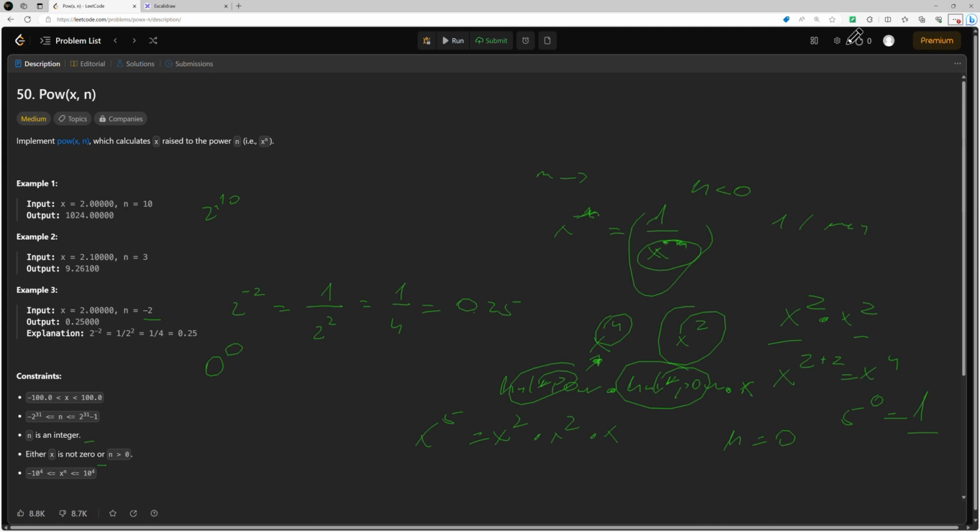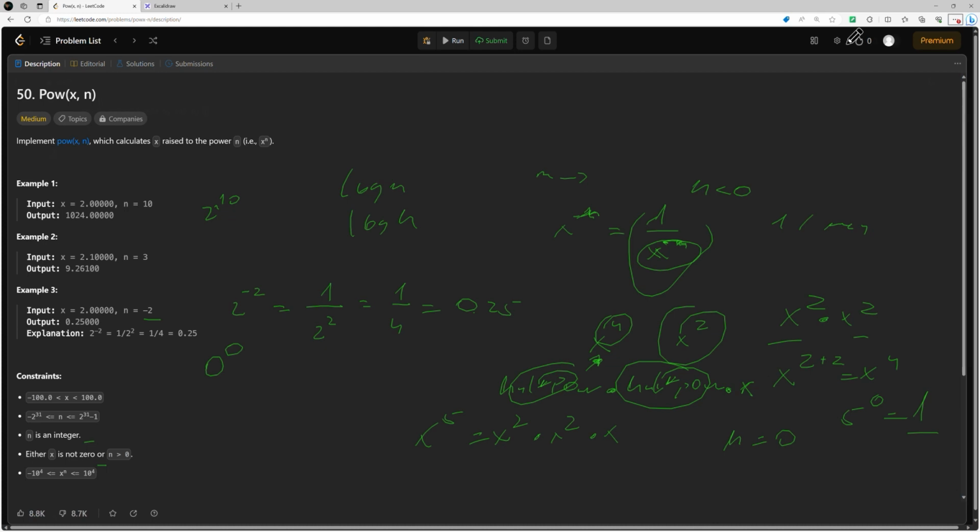Now, because we will have space for the recursion calls, we have to know how many times we will call the recursion, and basically that's the number of times that we can divide the power. So that's logarithmic. Basically, the time and space complexity will be logarithmic because that's the number of times that we can halve the power.